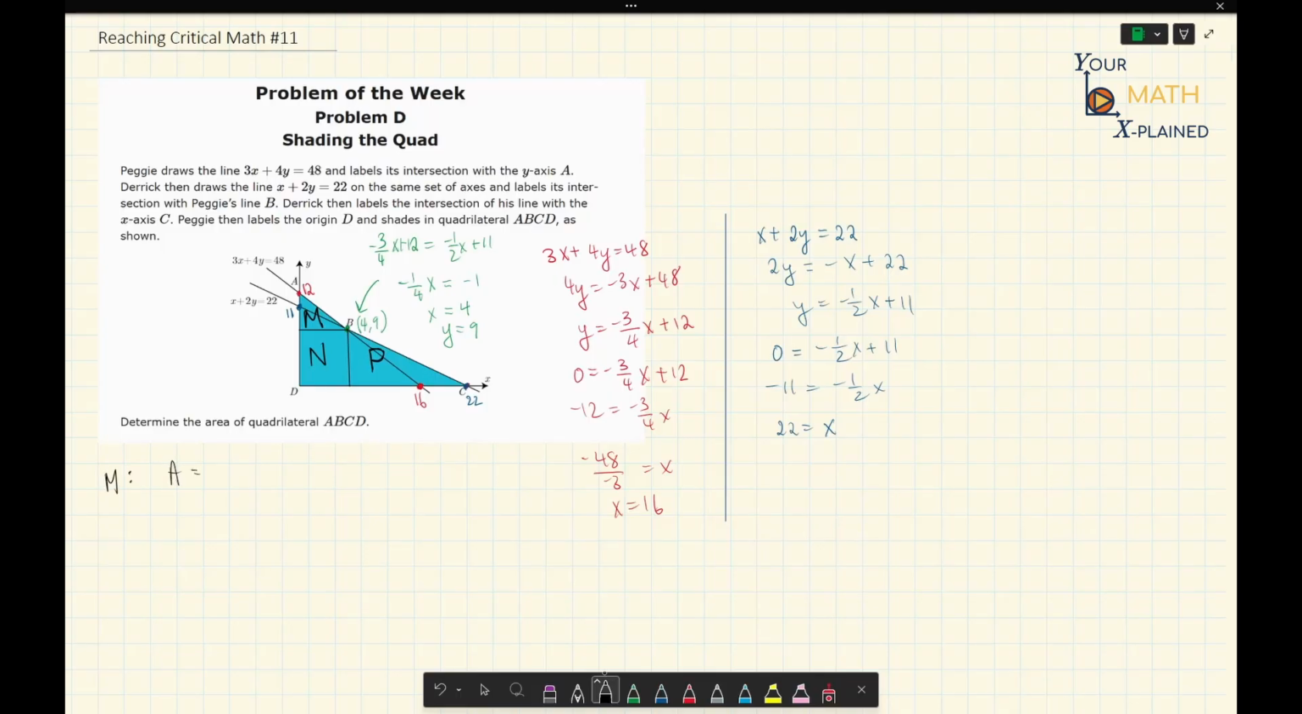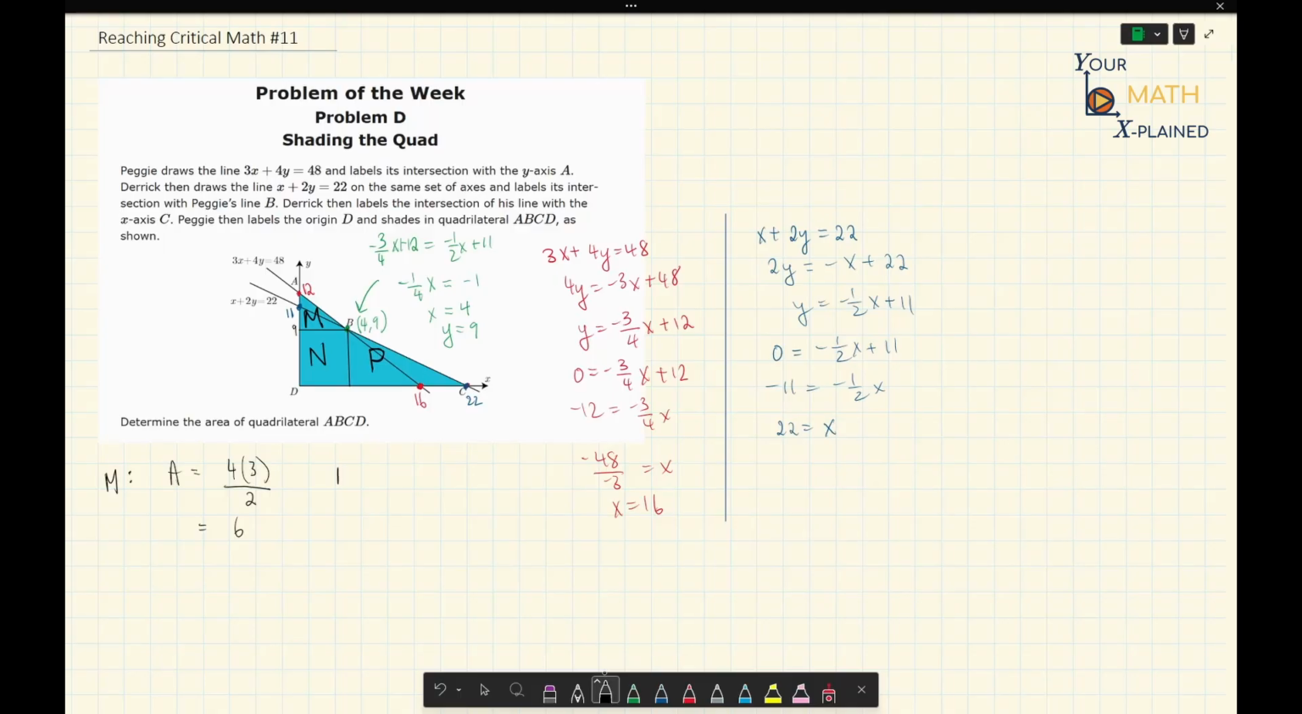So the area would be calculated as the base times height divided by 2. The base of this triangle M is from 0 to B, which is a distance of 4 units. The height is, well, this was 9, because that was the coordinate of B. So 9 to 12 means there's a height of 3. And then dividing it by 2, this will give us 6 units for M.